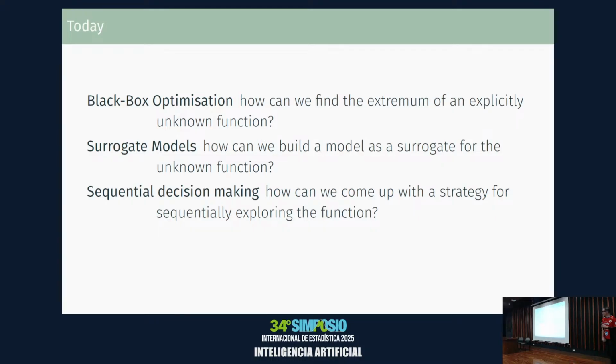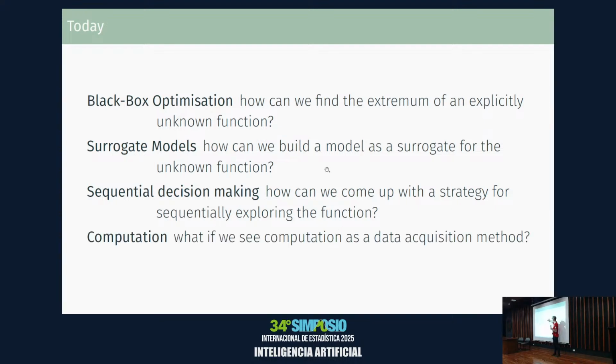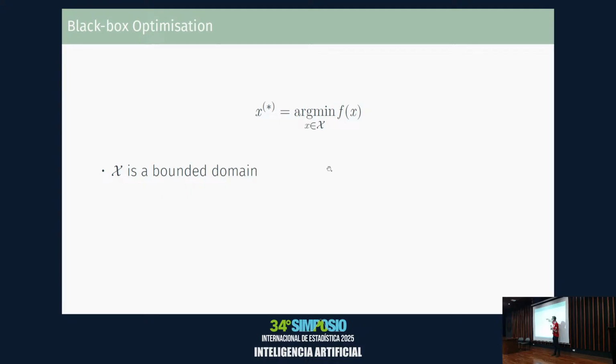So the thing I'm going to talk about is Bayesian optimization. That's usually what it's referred to. So the setting is this. I've got a function over some bounded domain X, and my task is to find the minimum of this. The function is explicitly unknown. I don't know what it is, right?